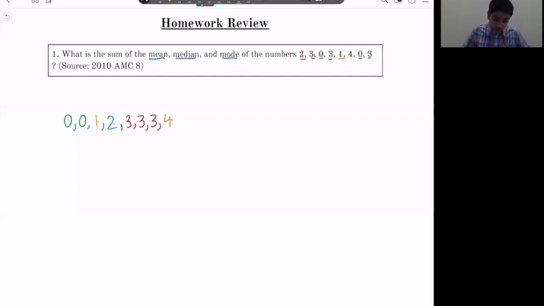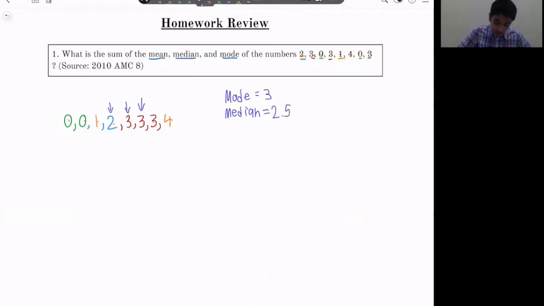Now all we have to do is find the mean, median, and mode. The mode is clearly 3 because there are 3 3s and no other number appears 3 or more times. So the mode is 3. The median is the average of the 4th and 5th numbers since there are 8 numbers. The 4th number is 2 and the 5th number is 3, so the median is the average of 2 and 3, or 2.5.